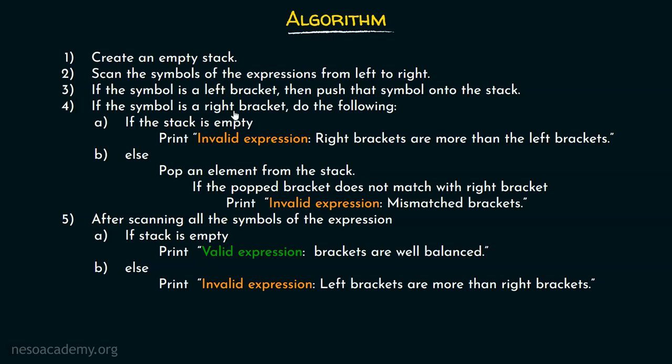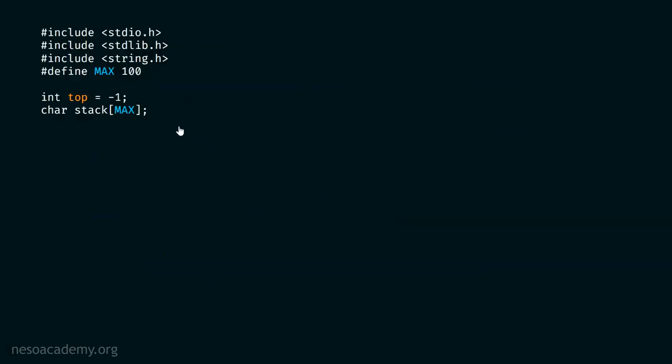We will convert this algorithm line by line. First, we will create an empty stack with the help of a C program. Here I am selecting the array data structure for creating an empty stack. And this is how it looks. This is an array, right? You can see that the name of this array is stack.